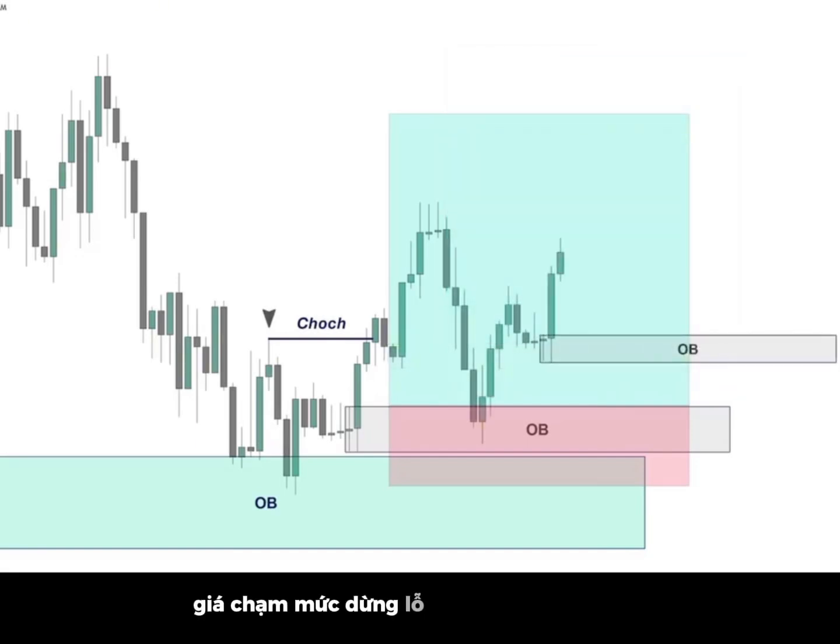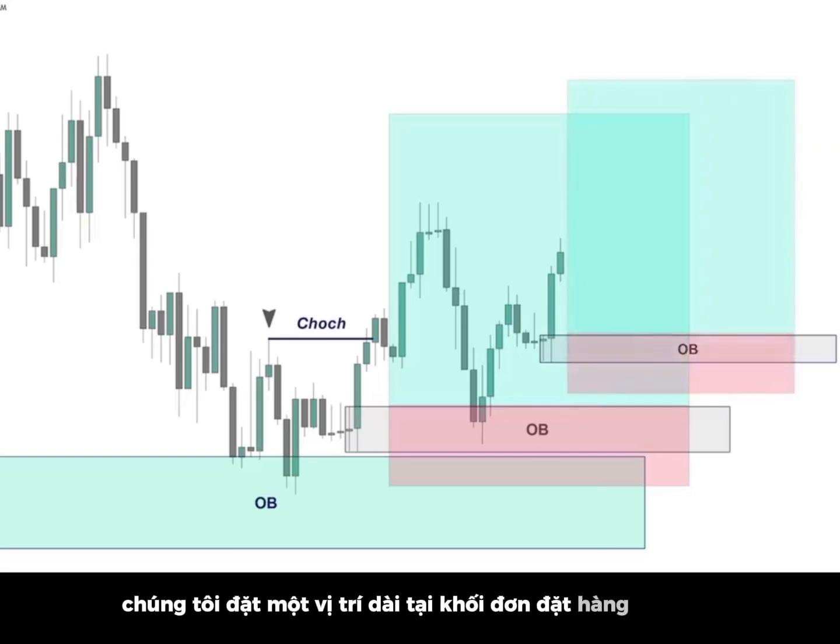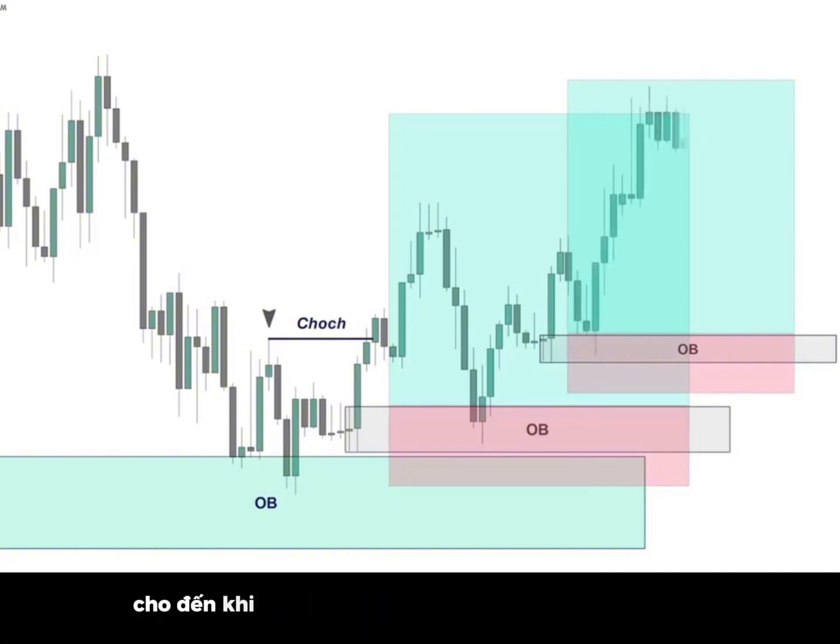The price hits the stop loss of the second trade, but triggers the first one. Then, another order block appears. Again, without closing the first trade, we place a long position at this new order block. We keep repeating this process until the market reaches our target, which in this case is the previous high on the higher time frame.